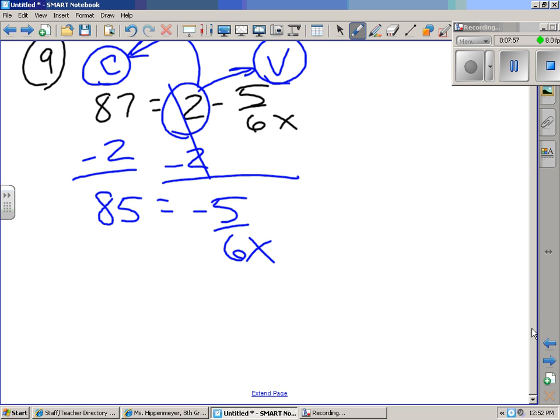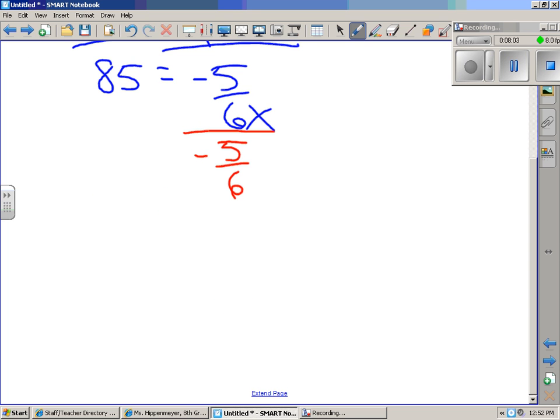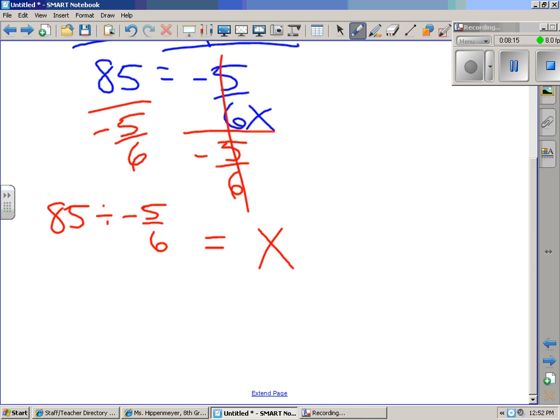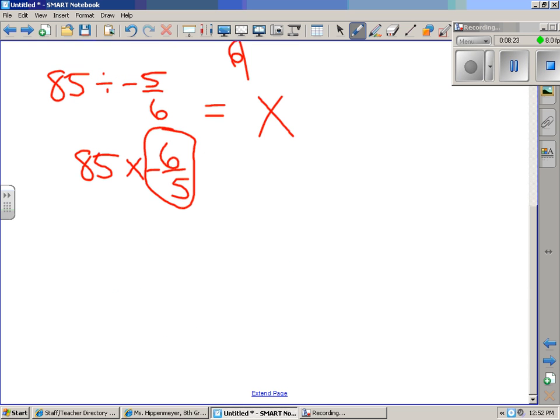Now this time I'm going to show you, instead of multiplying by the reciprocal, I'm going to divide to show you that it's the same as multiplying by the reciprocal. Negative 5/6 divided by negative 5/6 is x. On the other side, we take 85 and we divide it by negative 5/6. So we need to keep, change, and flip. And you'll notice that this is the reciprocal of negative 5/6.